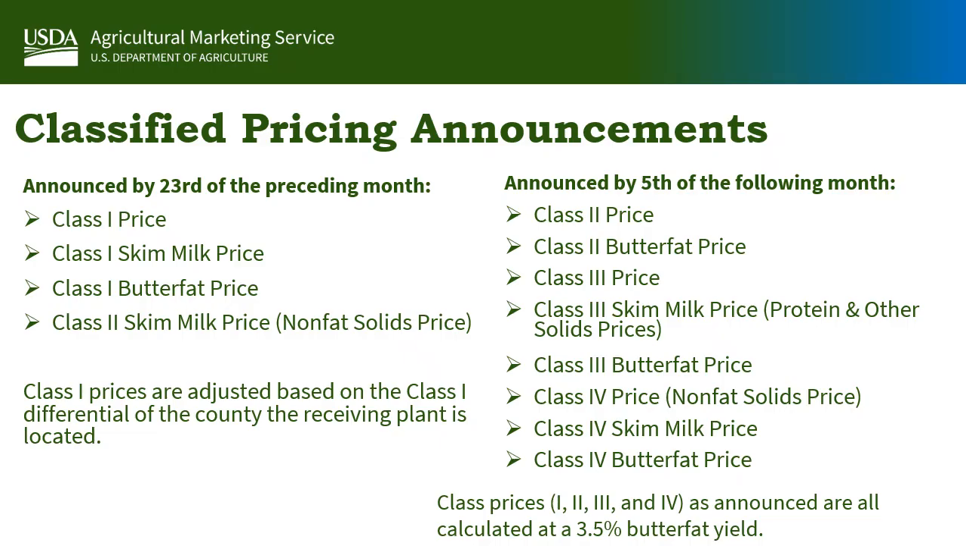These are announced later because manufacturing handlers whose products are made with all of these classes and components of milk choose whether or not to participate in the federal order pool after the end of the month. Therefore, the prices they must pay for their milk if they choose to be regulated are calculated after the month and reflect prices they received for products sold during the month.